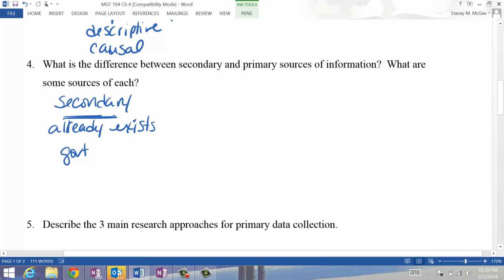If you're using secondary information, it already exists, so it's timely, it's fast, it's cheap most of the time, but you need to ask yourself, is it accurate? Somebody gathered this for another purpose. Is it still relevant for your purpose? It might not apply to the same population you're looking at. Is it current? And is it impartial? You're not the one that gathered it, so you want to make sure whoever did it did so in an impartial and accurate way.